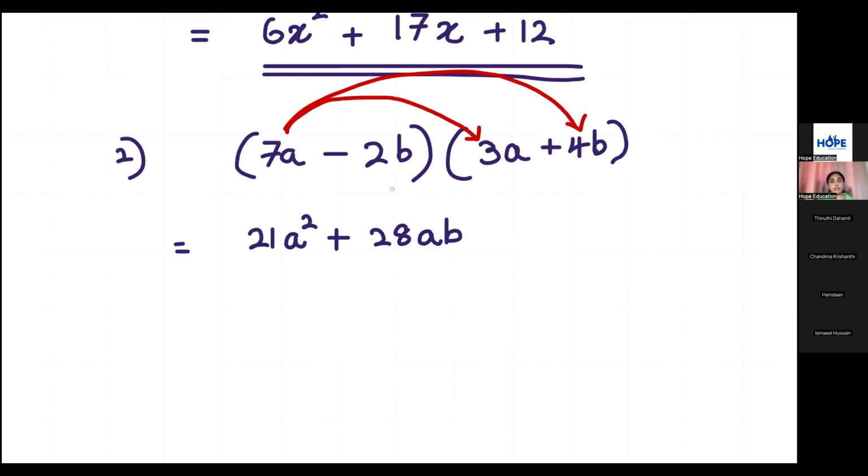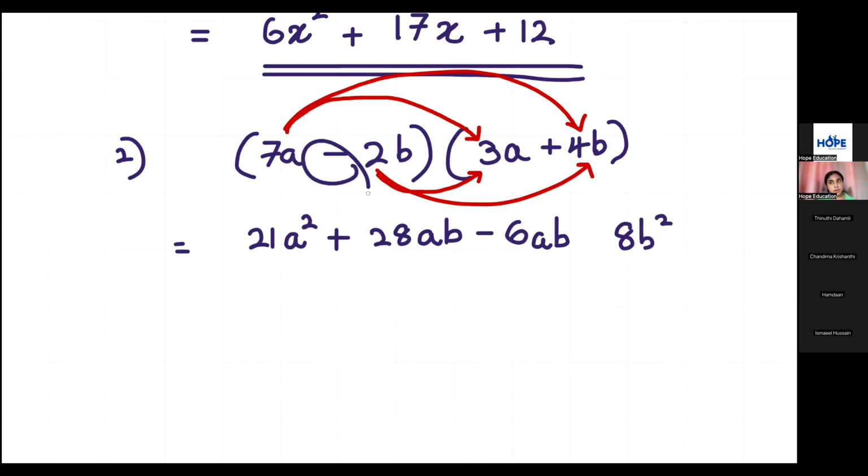This multiplied by this. Let's see. 2 times 3 is 6. Here B, here A. So B times A is AB. I will write it as AB, not BA. Here minus, here plus. Minus times plus, answer gets minus. So minus. Then this multiplied by this. 2 times 4 is 8. Here B, B times B is B squared. Here minus, here plus, minus times plus is minus.